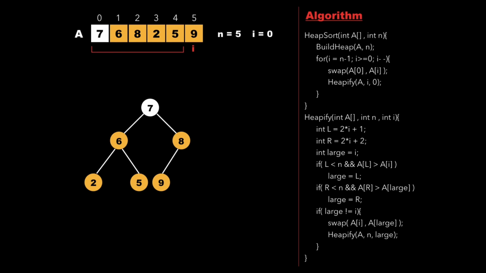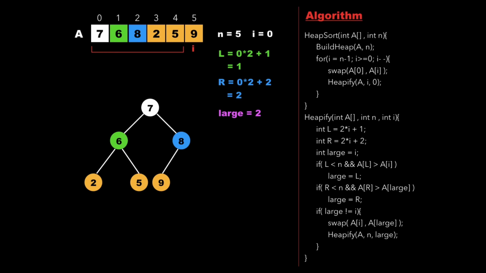We calculate the index of left child as 1 and the index of right child as 2. We also initialize large as 0 and we check whether L is less than n and also A of L is greater than A of I, that is we check whether 6 is greater than 7. Since 6 is less than 7, therefore we move further and check whether R is less than n as well as A of R is greater than A of large. Since the value of large was 0, therefore we check whether 8 is greater than 7 and since 8 is greater than 7, therefore we update the value of large as the index of 8, which is 2.